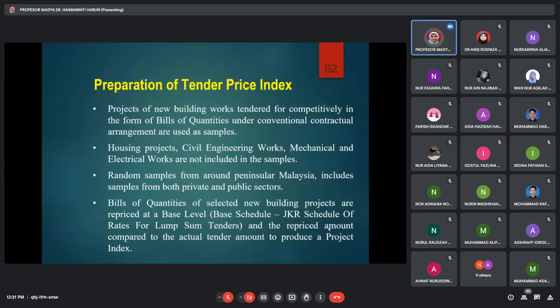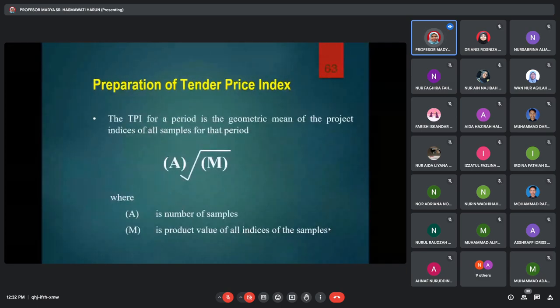Okay, I don't want to go into any detail because I have mentioned this very briefly, but normally we pick a sample randomly around Malaysia, including both private sector and public sector projects. And we must remember, if using conventional projects, use conventional projects. If using design and build, use samples from design and build. Don't mix them up, because it will reflect different contract conditions altogether. This is the formula I mentioned, to prepare the tender price index.